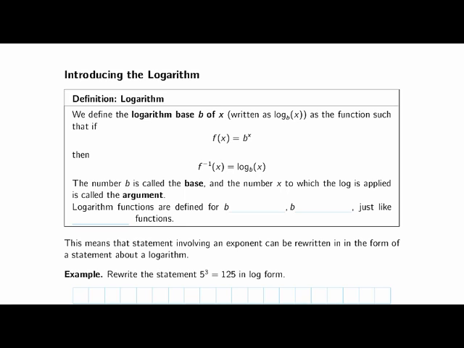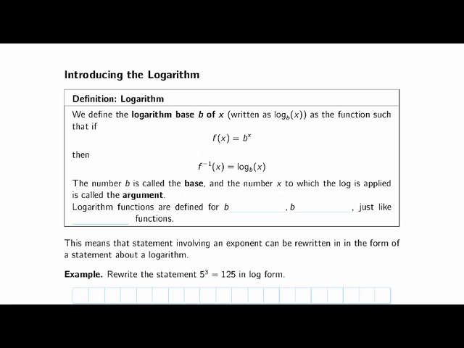So I said that the exponentials were going to be our last new family of functions. And now here we are introducing a new function, the logarithm. The logarithm is part of the same family of functions as the exponentials. They're closely related in that one is defined to be the inverse of the other.